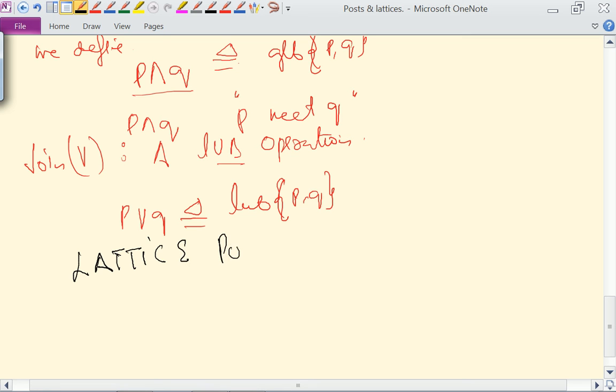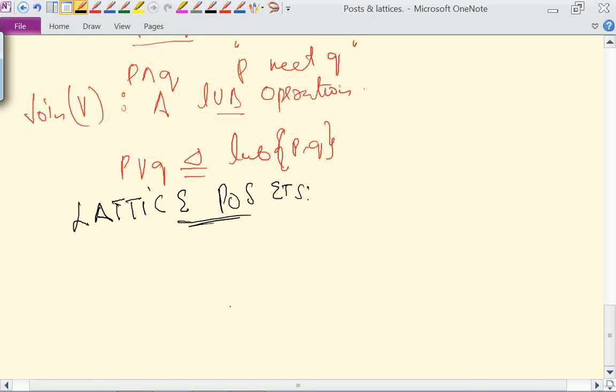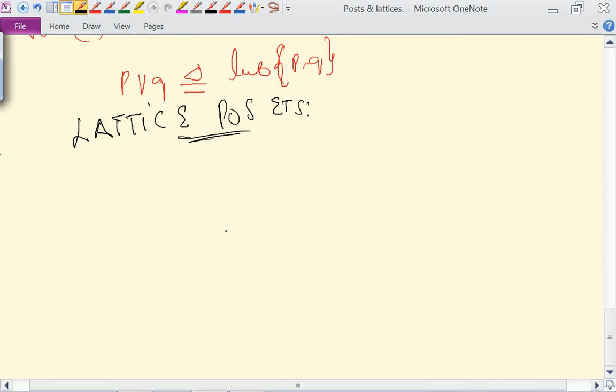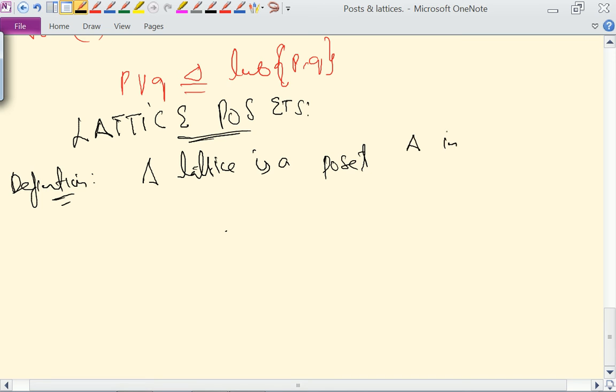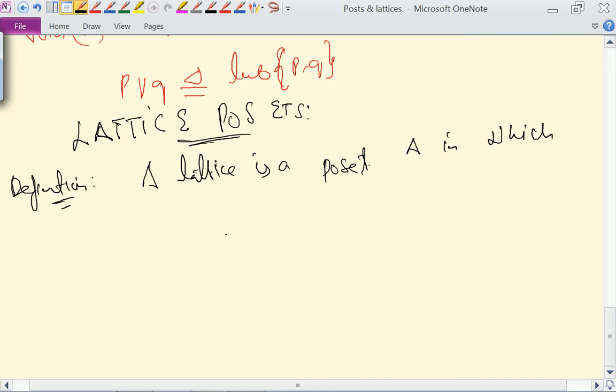So lattices are posets, because a lattice is nothing but a poset having certain characteristics, right? So what is the definition of a lattice? First thing is that a lattice is a poset.